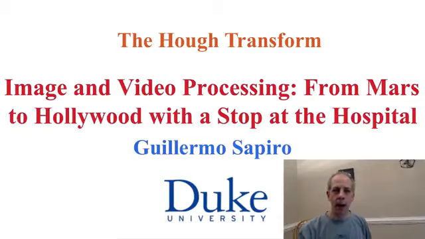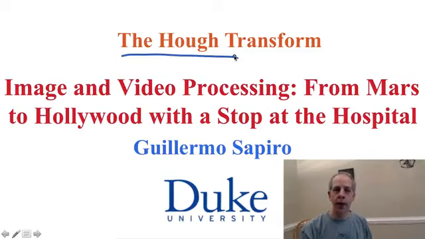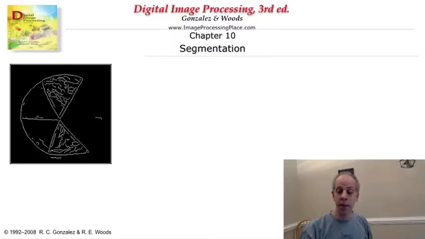Hello and welcome back. I want to talk now about the Hough transform. The Hough transform is a really nice technique to detect objects, to segment out objects for which you know their shape. Maybe a straight line, maybe a circle, as we have seen in the previous example.